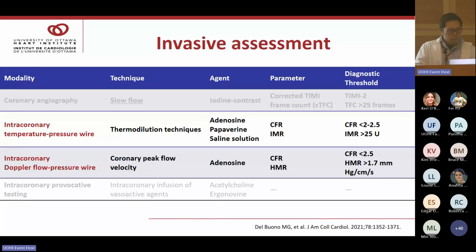The flow measurement with an intracoronary wire is the most established method. Hyperemia can be achieved by injecting adenosine or papaverine into coronary arteries. This can be performed with either a pressure thermistor-tipped wire or a Doppler-tipped wire. Both can measure coronary flow reserve, and typically 2 or 2.5 is used as the diagnostic cutoff.